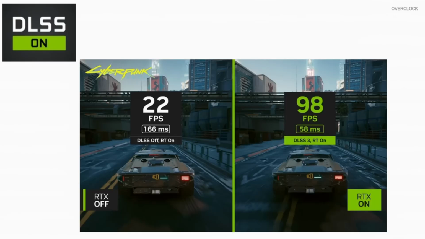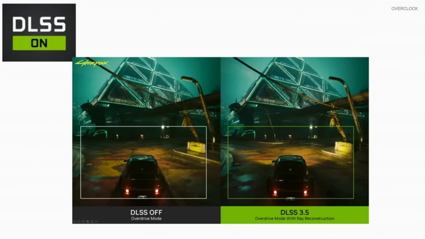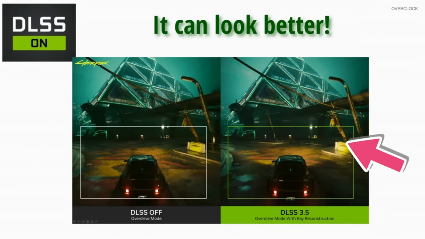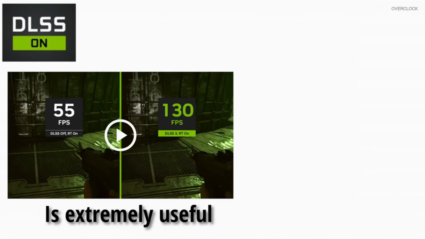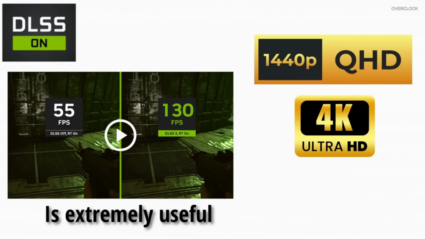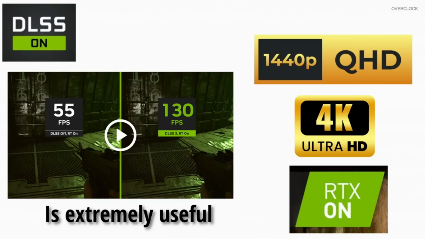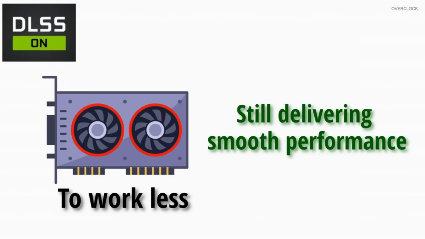The main advantage of DLSS is that it increases FPS without heavily reducing image quality. In many cases, DLSS can even look better than native resolution because it reduces shimmering and visual noise. DLSS is extremely useful when playing at high resolutions like 1440p or 4K, or when ray tracing is enabled. It allows your GPU to work less while still delivering smooth performance.